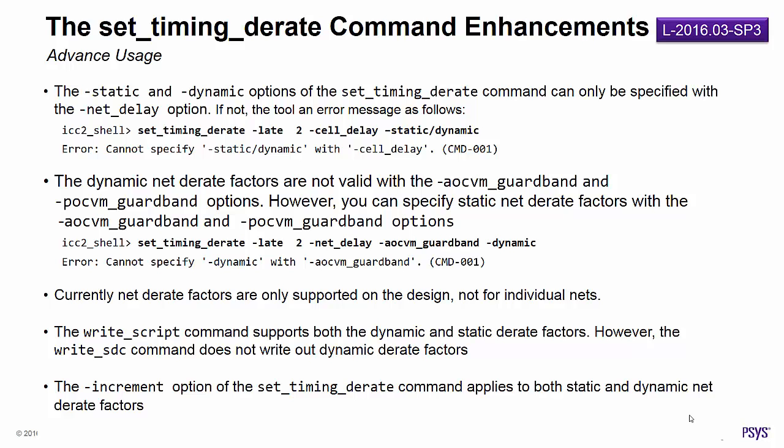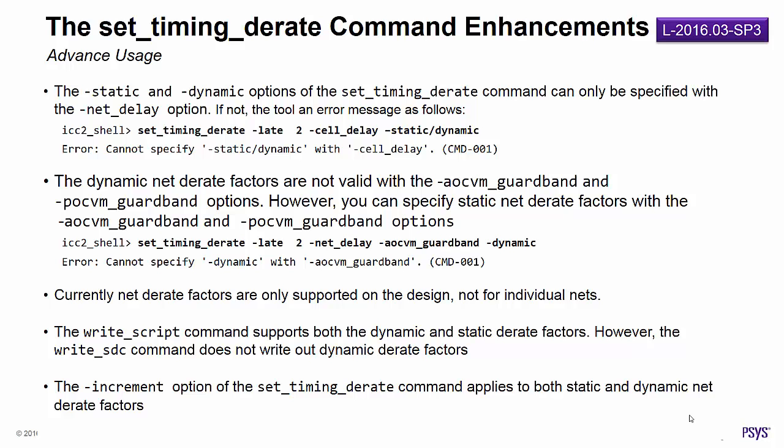The -static and -dynamic options of the set timing delay command can only be specified with the net delay option. If not, the tool will generate an error message. For example, set timing delay -static -dynamic with cell delay, you will get a command 001 error message.